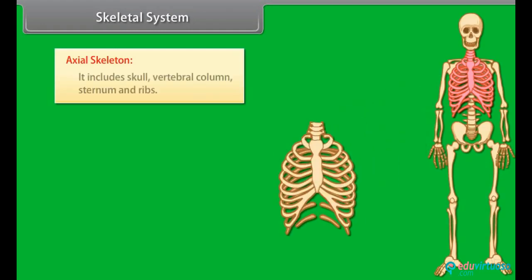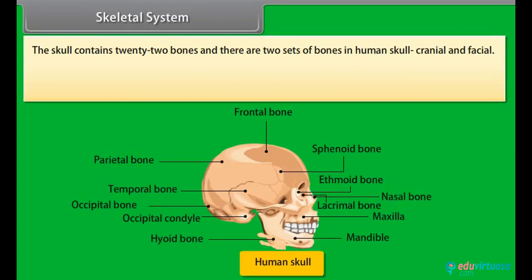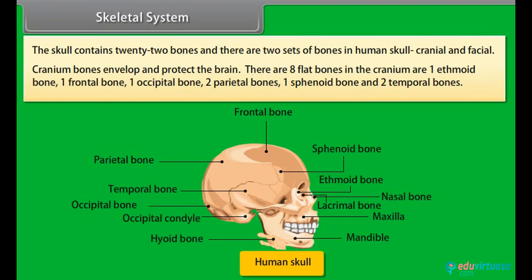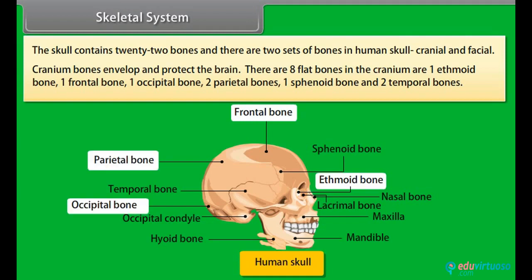Axial skeleton. It includes the skull, vertebral column, sternum, and ribs. The skull contains 22 bones, and there are 2 sets of bones in the human skull, cranial and facial. Cranium bones envelop and protect the brain. There are 8 flat bones in the cranium: 1 ethmoid bone, 1 frontal bone, 1 occipital bone, 2 parietal bones, 1 sphenoid bone, and 2 temporal bones.